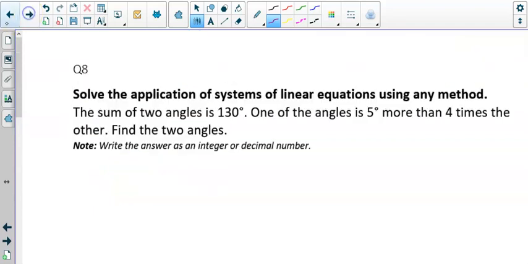All right. The next problem. So now we're going to start solving. Again, as I look at this, I see words like sum, more than, times. This is another translation problem. So, it says the sum of two angles is 130 degrees.